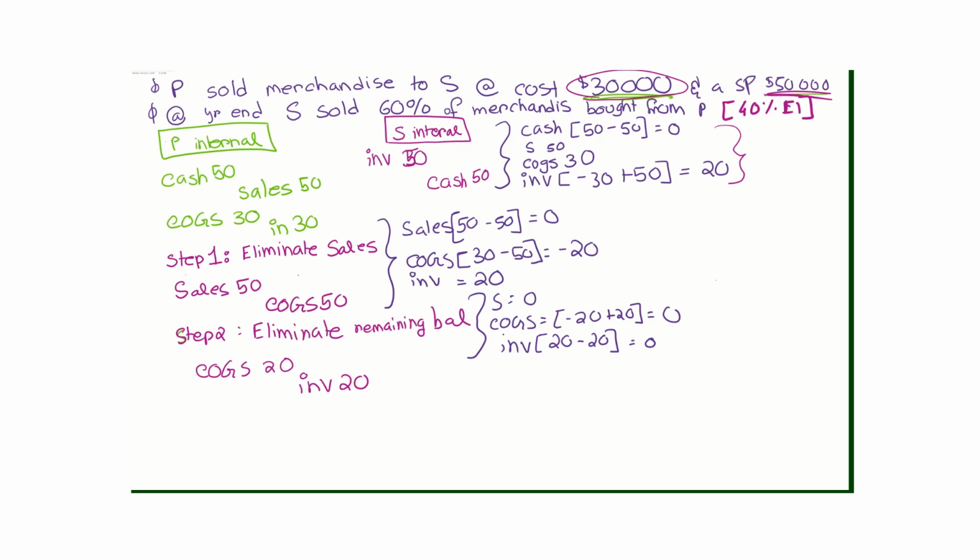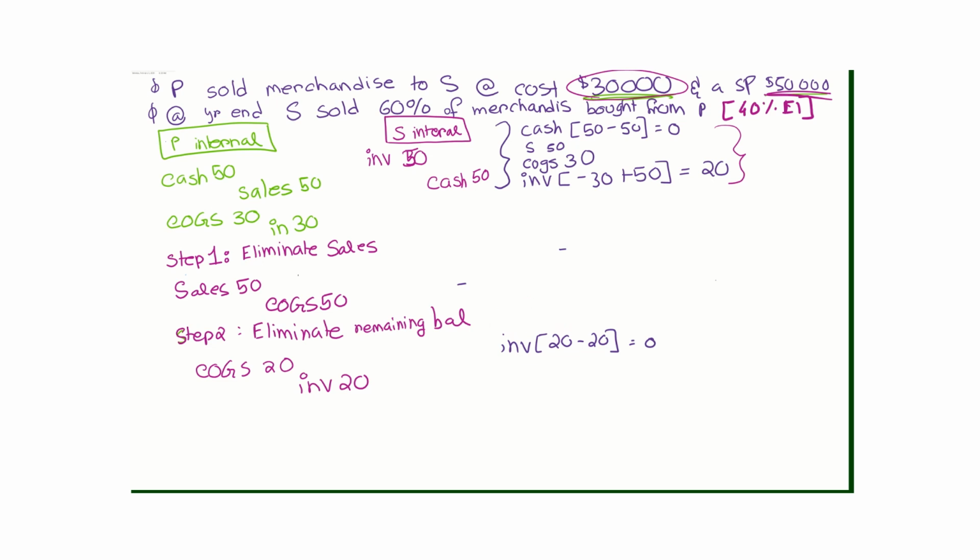Is this the end? No. We're going to now look at this additional information that we have. So just remember that through these journal entries, we were able to bring all of our intercompany transaction balances to 0.